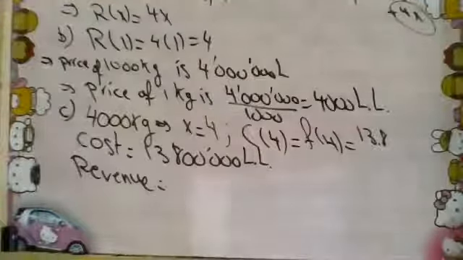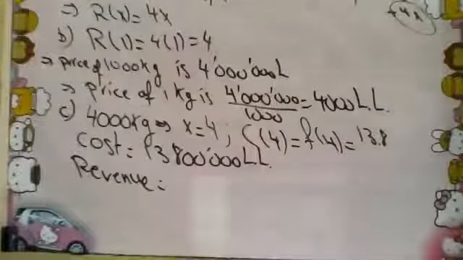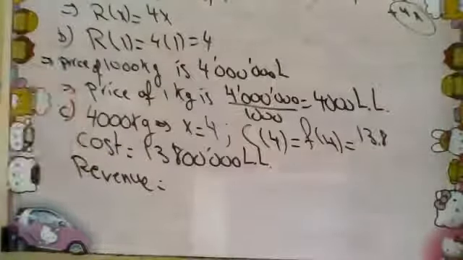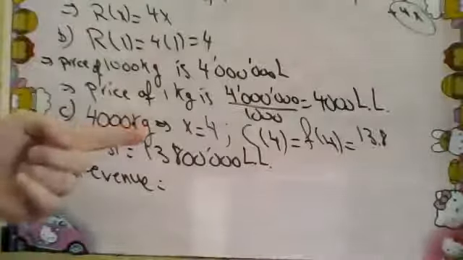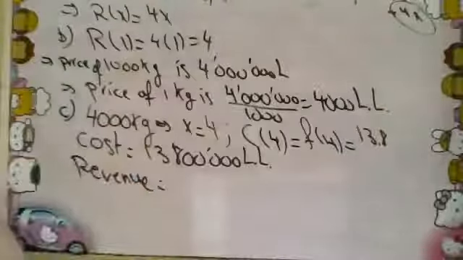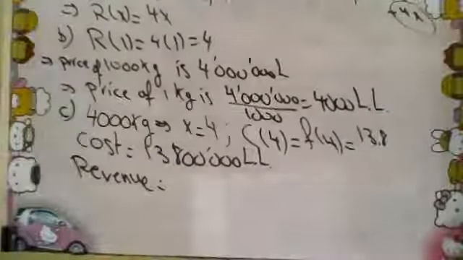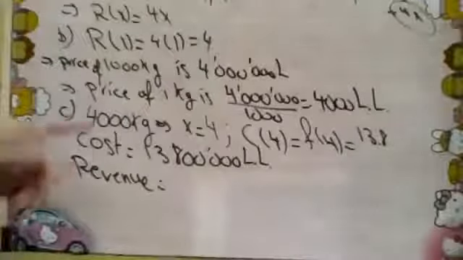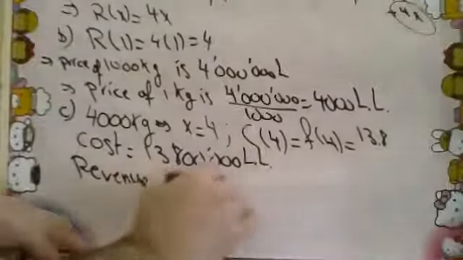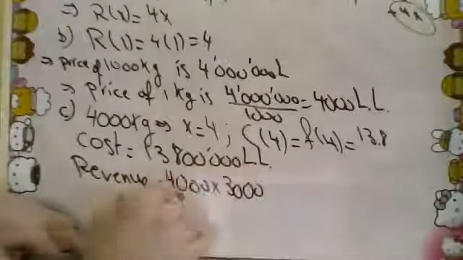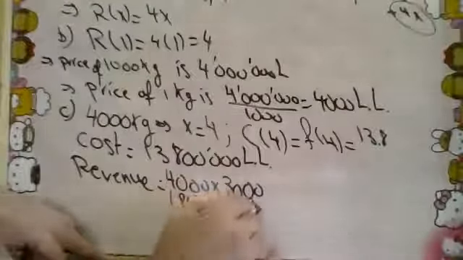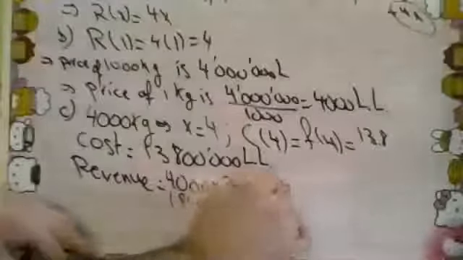So x is equal to 3. You multiply 4 by 3. Or 4,000, the price of 1 kilogram, times the quantity, which is the 3,000 he sold. So 4,000 times 3,000, the price times the quantity, which is equal to 12 million.